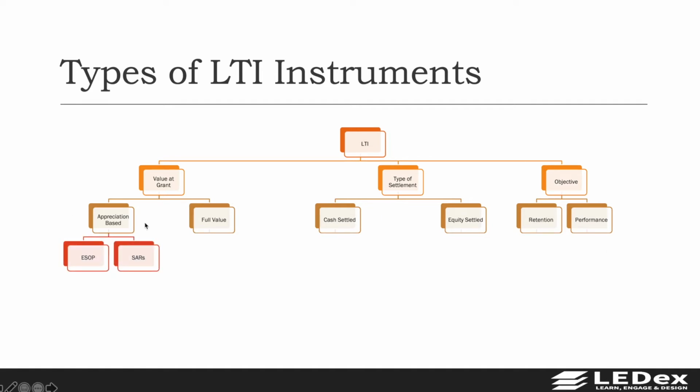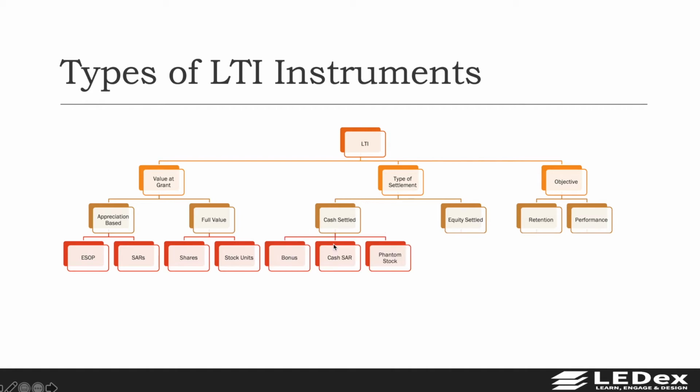Appreciation-based instruments, ESOPs is a typical example because ESOPs deliver value when there is an actual growth in the share price between the date of grant to the date of earning or vest. Another similar appreciation-based instrument is a stock appreciation right, or SARs. Full value instruments could be shares or stock units that deliver some value from the date of grant itself.